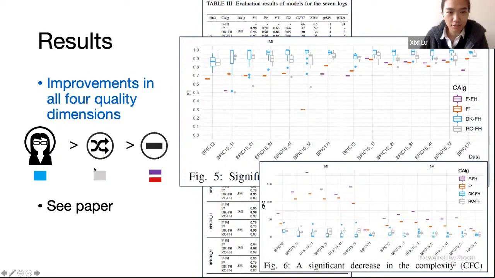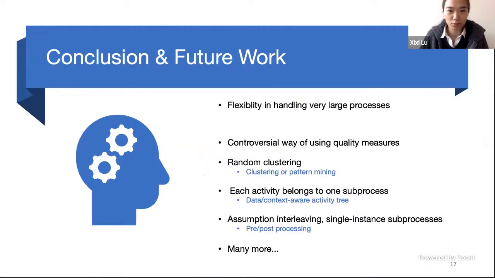Surprisingly, actually the random approach also performs pretty well when compared to the flat model. So this was very interesting to see. I think this is due to the fact that there's a way to localize the concurrent behavior into the subprocess models, which allows us to discover more precise, structured models in other subprocess models.